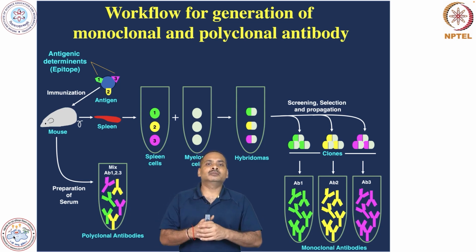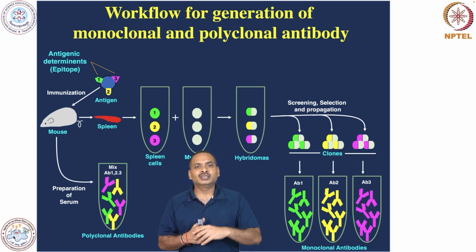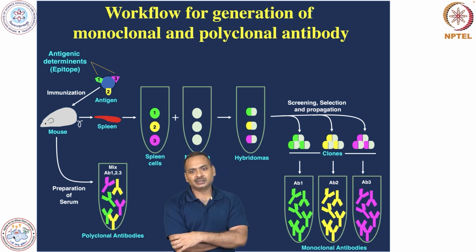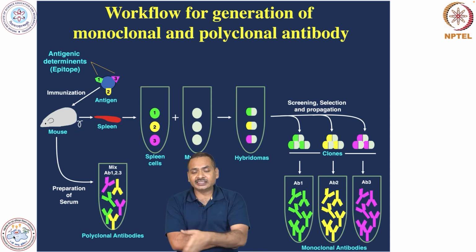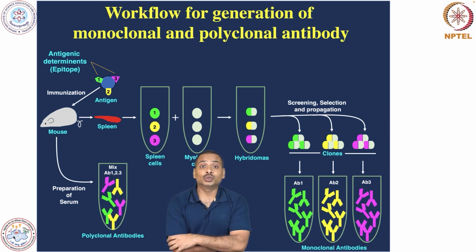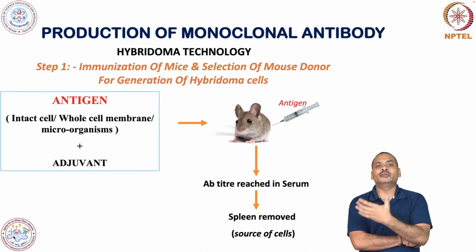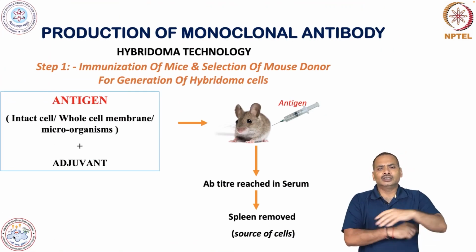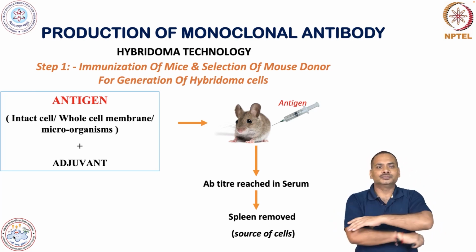Here you basically fuse with myeloma cell, and then you grow these cells individually, then you can easily make this monoclonal antibody, one kind of antibody, and these antibodies we call monoclonal antibodies. So now I will talk about how to make this monoclonal antibody. In the previous slide I just showed the schematic or workflow.